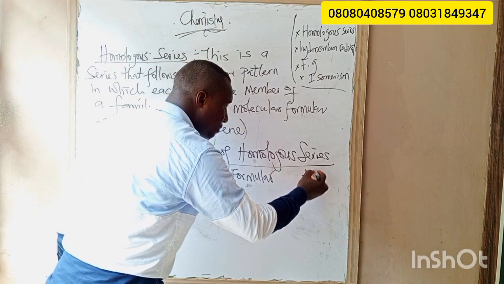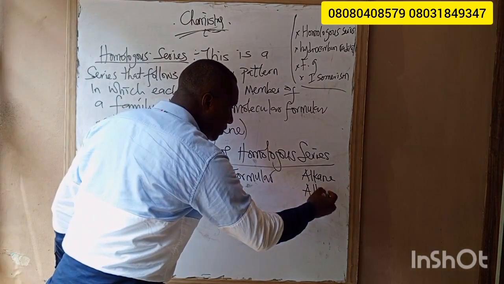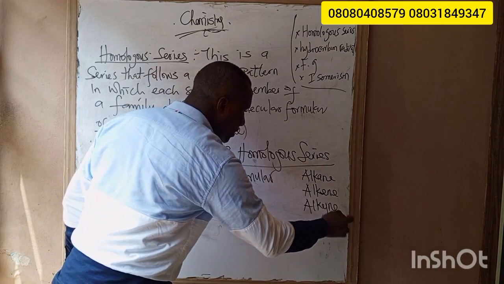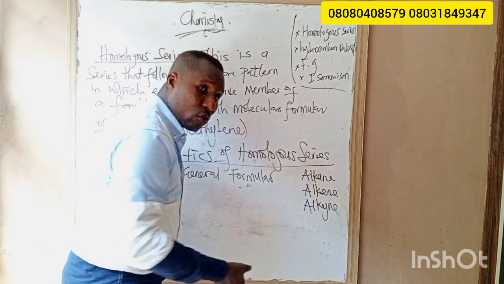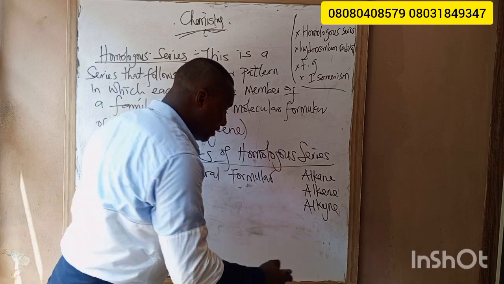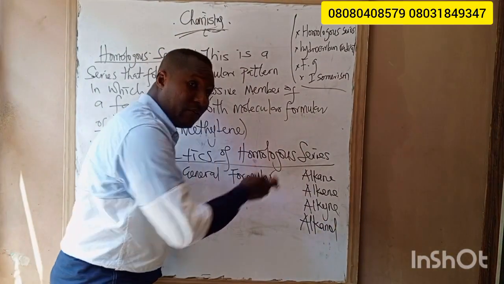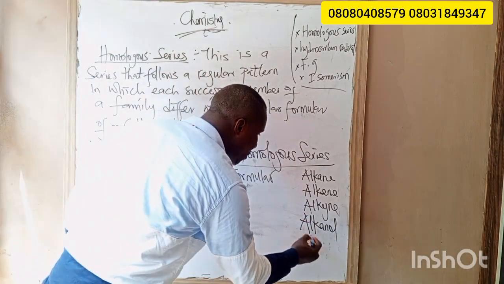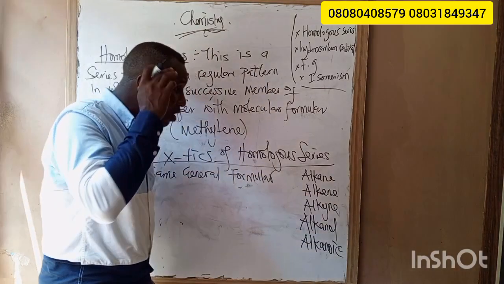We have alkane, it's a homologous series. Alkene is a homologous series. Alkyne is a homologous series. These are hydrocarbon compounds, don't forget. We have alkanol, which is a derivative of the hydrocarbon compounds, and it exhibits a homologous series. Alkanoic acid is also a homologous series.